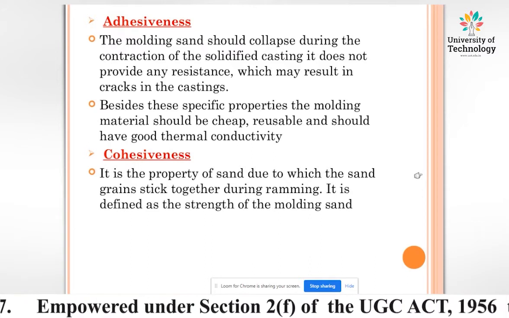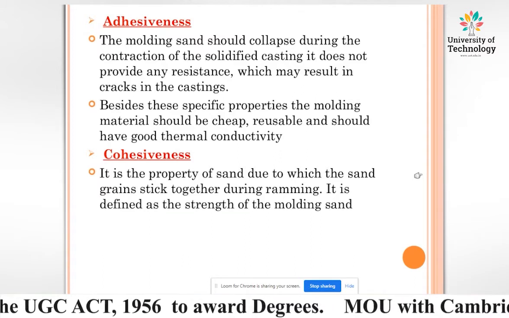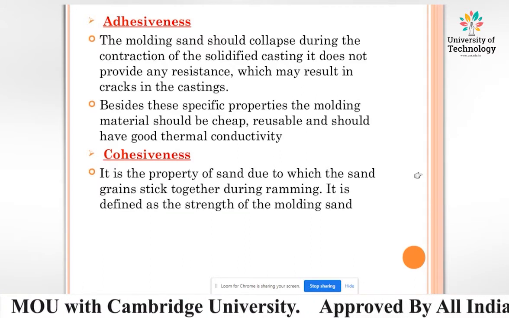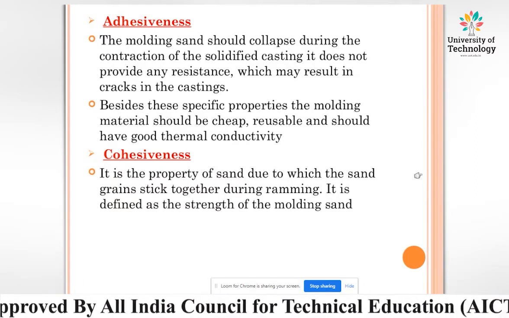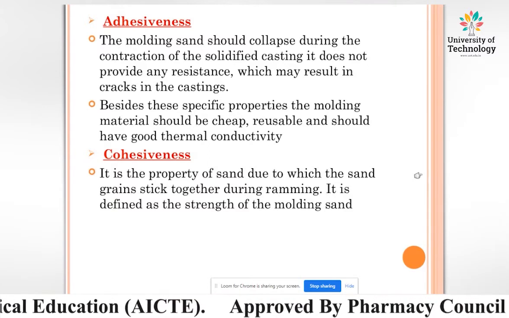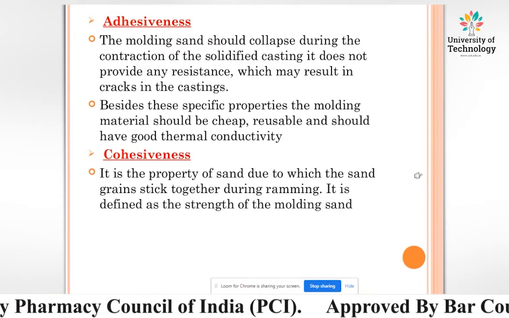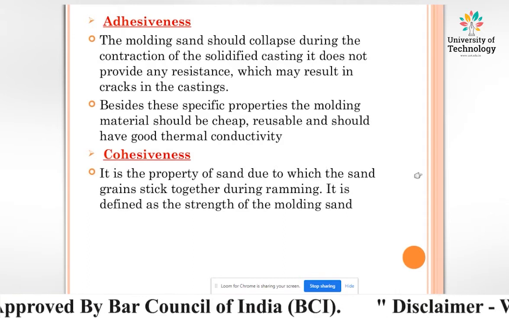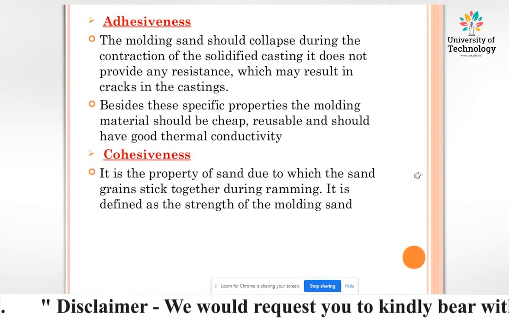The next one, adhesiveness. The meaning of adhesiveness in mold. The molding sand should collapse during the contraction of the solidified casting. It does not provide any resistance, which may result in cracks in the casting. Besides these specific properties, the molding material should be cheap, reusable, and should have good thermal conductivity.